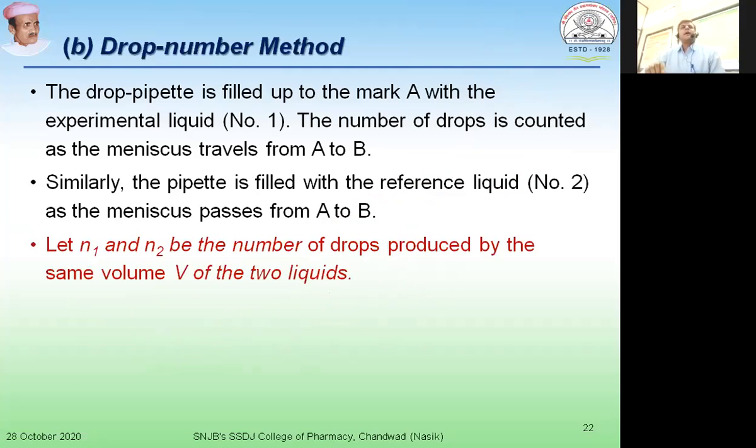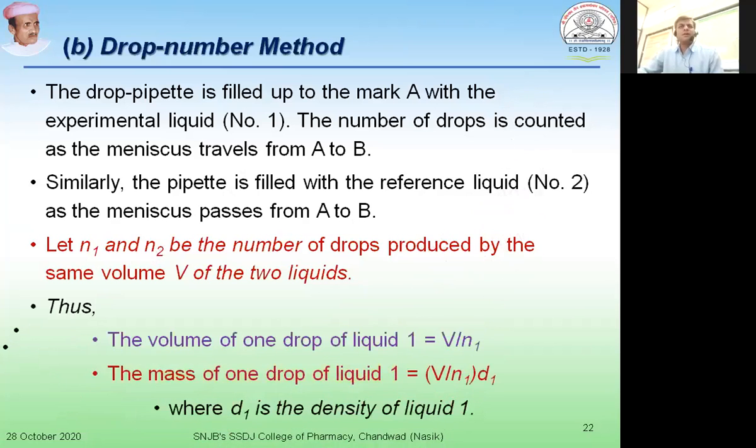Let N1 and N2 be the number of drops which are produced by the same volume of the two liquids. As you are allowing these two liquids to pass from mark A to mark B, which is constant, the volume of both the liquids is the same. What will change is the number of drops which will be formed, and it will change because of the difference in their surface tension.